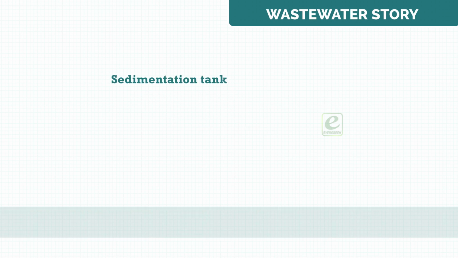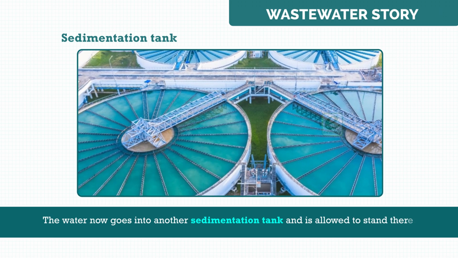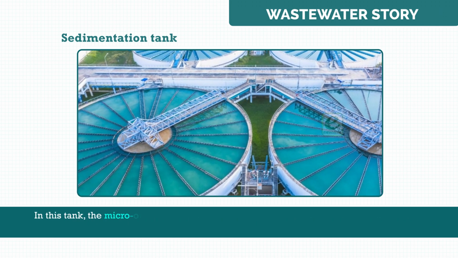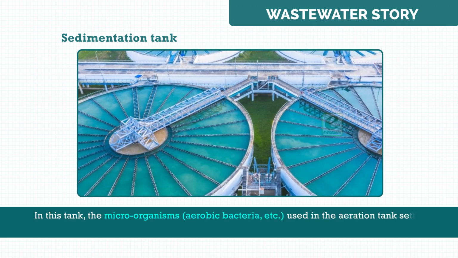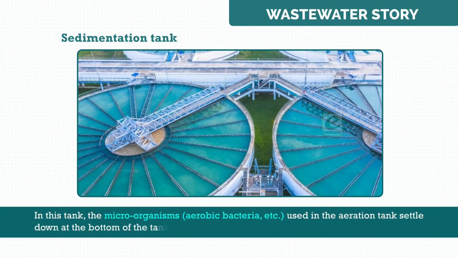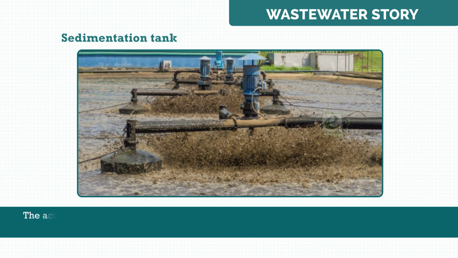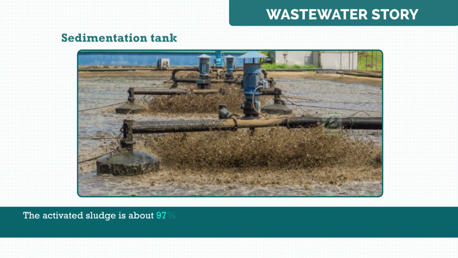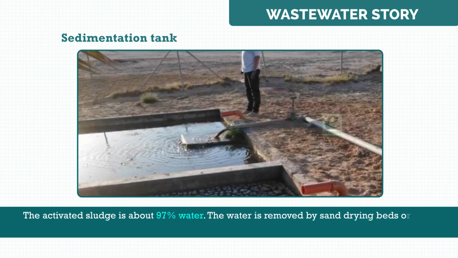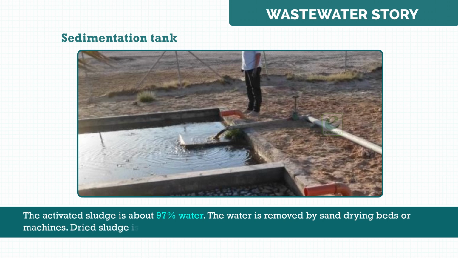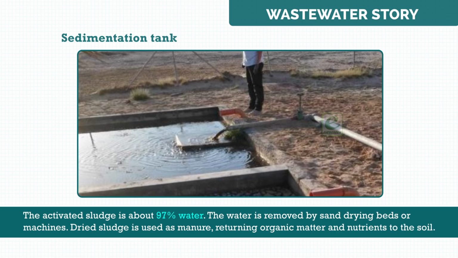Sedimentation tank. The water now goes into another sedimentation tank and is allowed to stand there. In this tank, the microorganisms, aerobic bacteria, etc., used in the aeration tank settle down at the bottom of the tank, forming a fine sludge called activated sludge. The activated sludge is about 97% water. The water is removed by sand drying beds or machines. Dried sludge is used as manure, returning organic matter and nutrients to the soil.